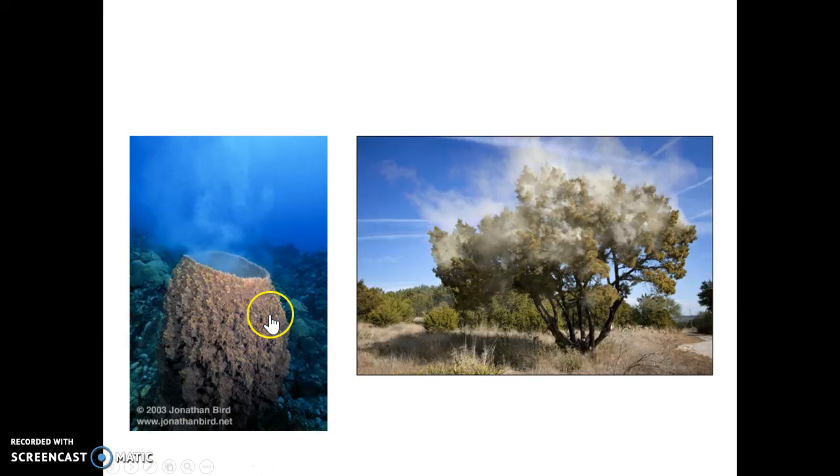Here are some examples. This is a picture of a sponge that is sending sperm out into the water in the hopes that it's going to find the same species. This is a tree that again is sending out a pollen cloud in hopes that it's going to find the same type of tree to land on. Both of these species produce thousands and thousands of sperm cells with the hope of being able to land on the right kind of plant or animal.